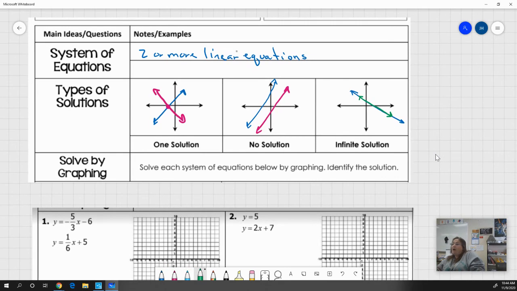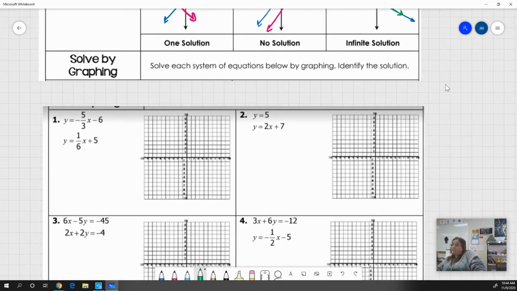So when we solve by graphing, which is about what we're about to do, we want to see what kind of solutions we have. It says solve each system of equations below by graphing, which means that we are going to graph each equation given to us, and we're going to look for their intersections. If they have an intersection, they have one solution. If they never intersect, they have no solution. And if they sit right on top of each other, they have infinite solutions. And we're going to look at examples of that.